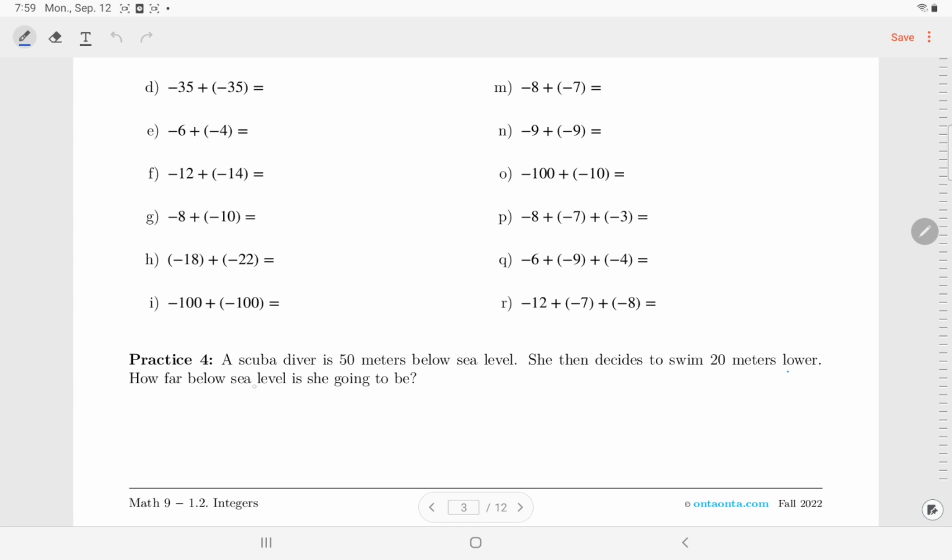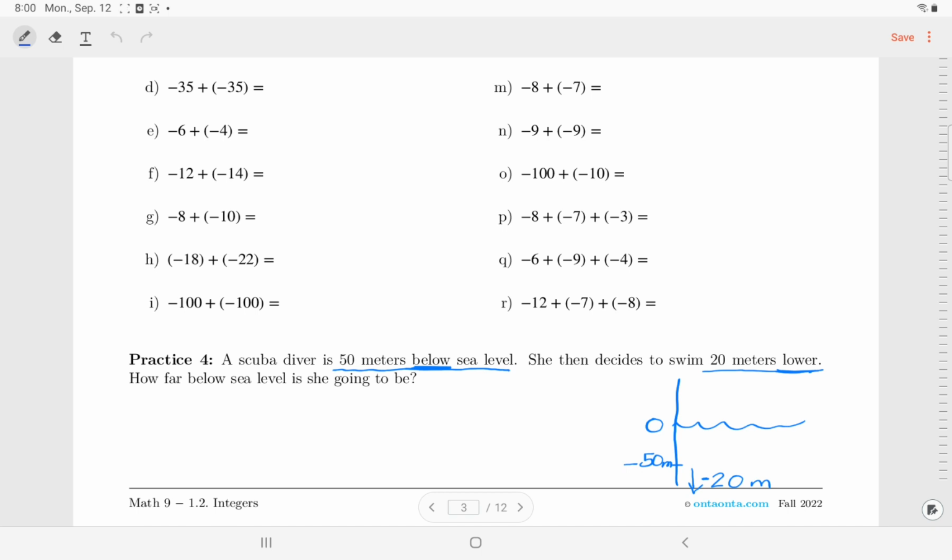Practice 4. A scuba diver is 50 meters below sea level. What does it mean if she is below sea level? So if this is sea level at 0, below sea level is a negative value. So she's negative 50 meters. She then decides to swim 20 meters lower. She goes 20 meters deeper. Because it's lower or deeper, that's minus 20. How far below sea level is she going to be?